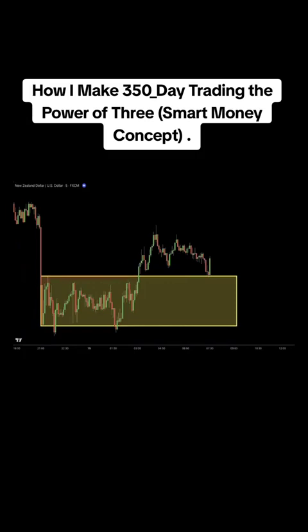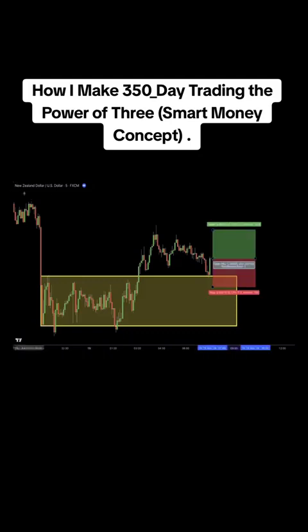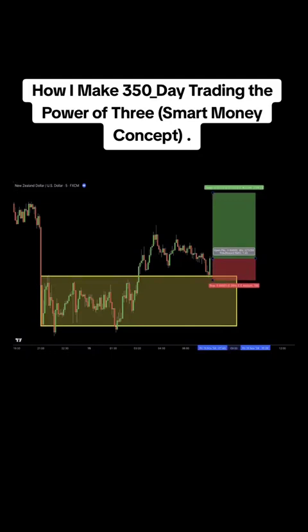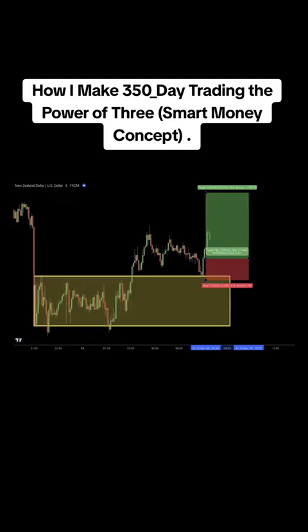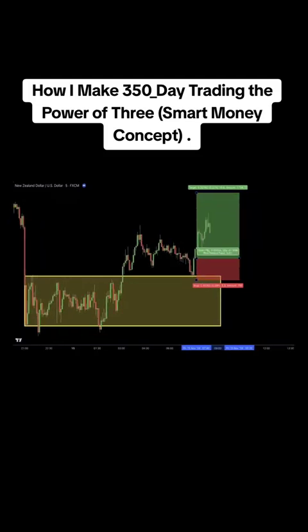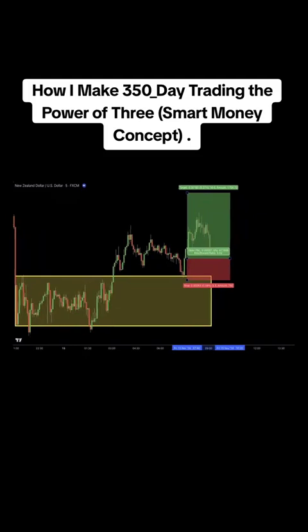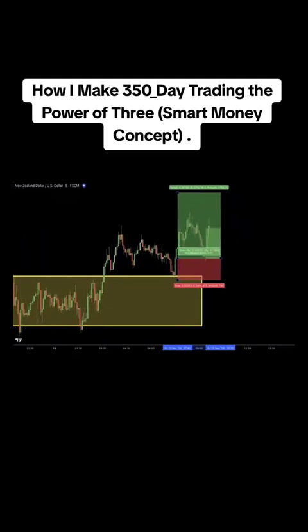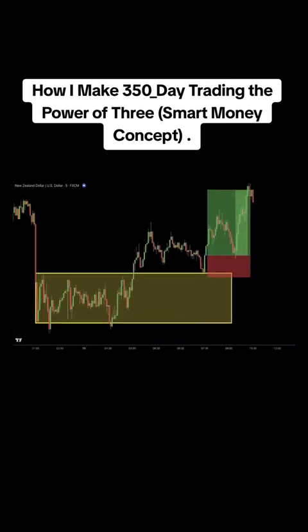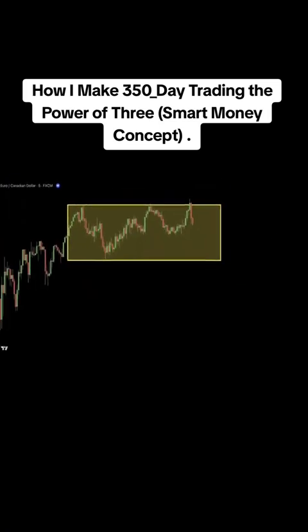The market often returns to retest the resistance level before continuing upwards. Place your trade at the close of the pullback candle, set a stop loss below it, and aim for the next key level as your target. As you can see on this chart, the market moves up, confirming a winning trade with a great risk to reward ratio. Now, let's look at another example.